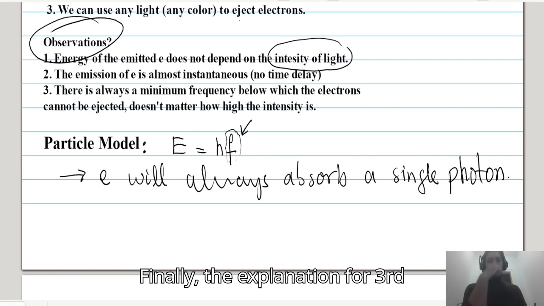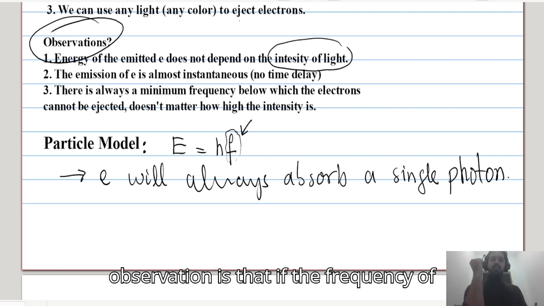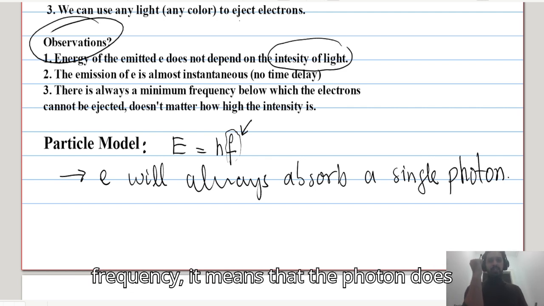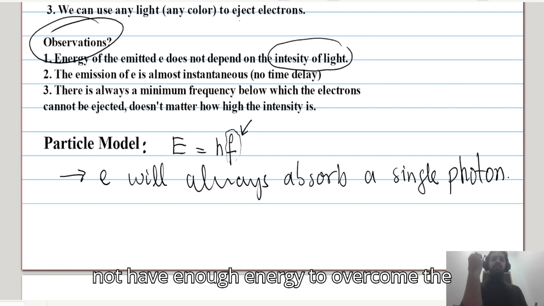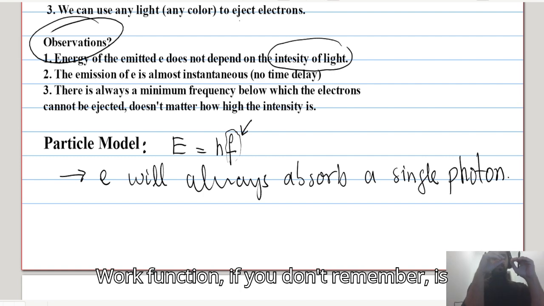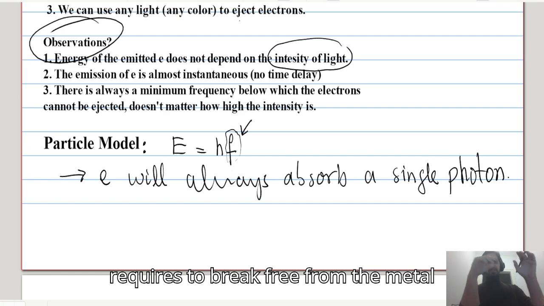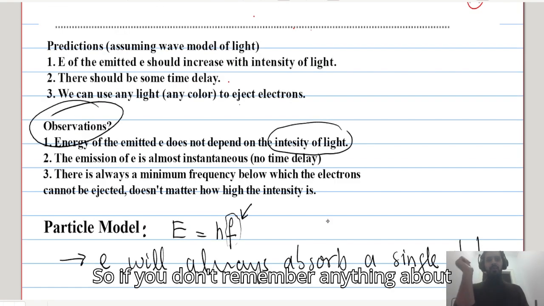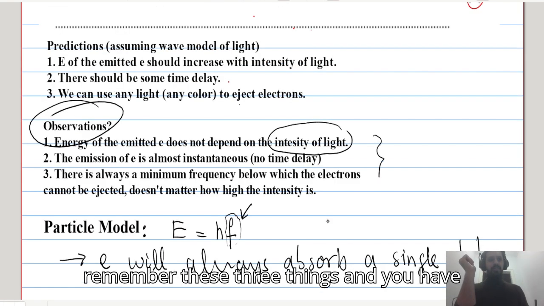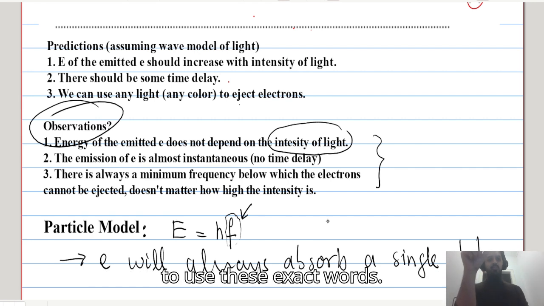Finally, the explanation for third observation is that if the frequency of the photon is smaller than the minimum frequency, it means that the photon does not have enough energy to overcome the work function of the metal. Work function, if you don't remember, is the minimum energy that an electron requires to break free from the metal surface. So if you don't remember anything about photoelectric effect, make sure you remember these three things. And you have to use these exact words.